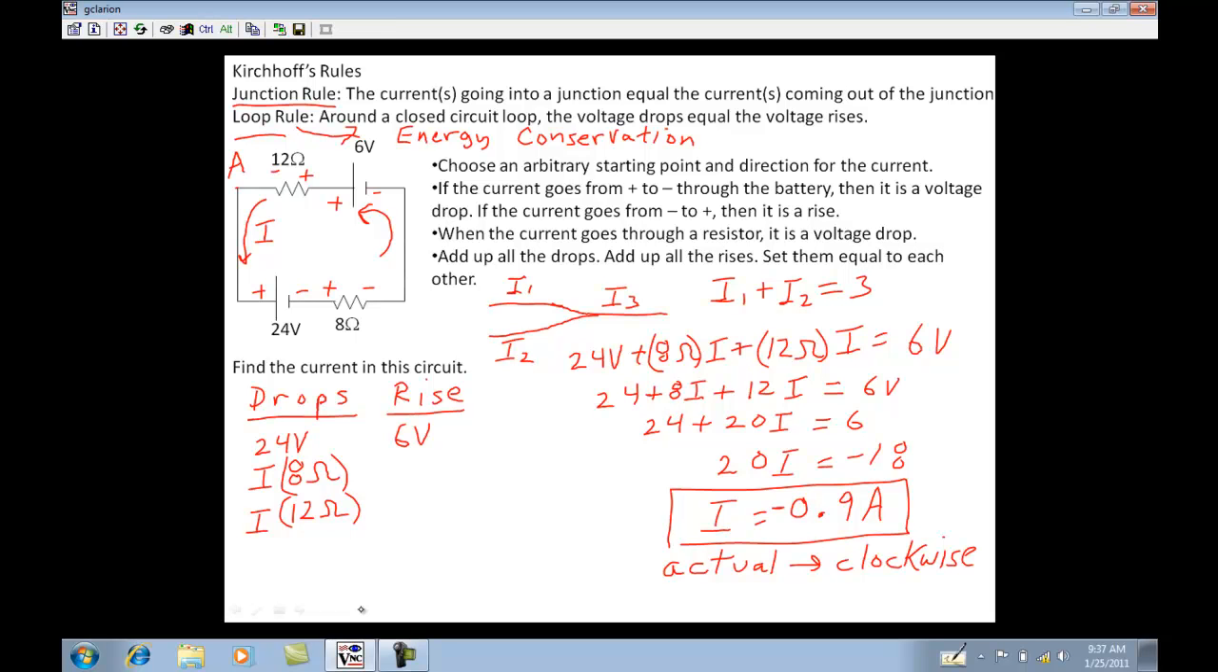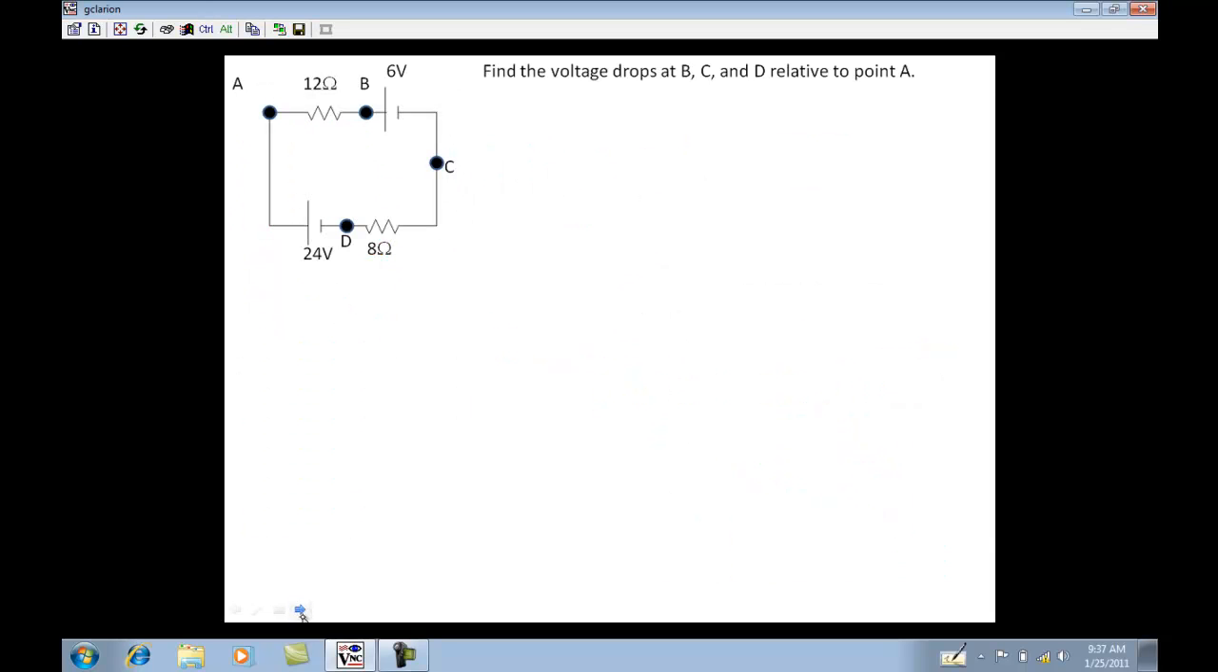This is just a one-loop version. I do want to show you this, though. This is the same circuit. I want us to find the voltage drops at B, C, and D relative to point A.